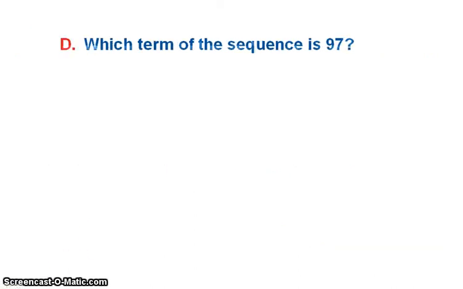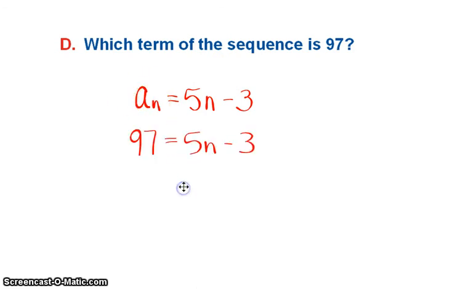And lastly, which term of the sequence is 97? So you have 2 options. You can use the formula, which I want you to do, or you can take your sequence and keep listing out the terms or the numbers of your sequence till you hit 97. That's the long way to do it. Use your formula that you found. 97 is this number right here. So then we have to solve for n. We're going to add 3 to both sides, divide by 5, and you get 20. So 97 is the 20th term in that sequence that we started with.